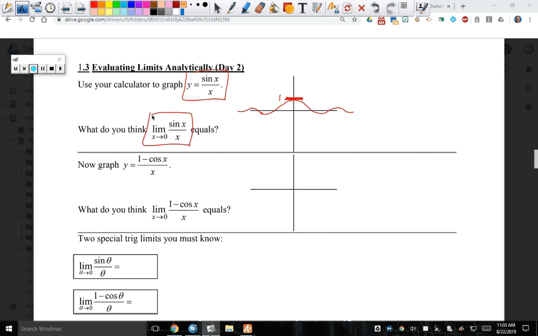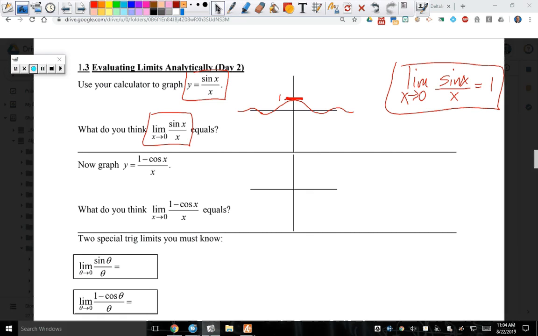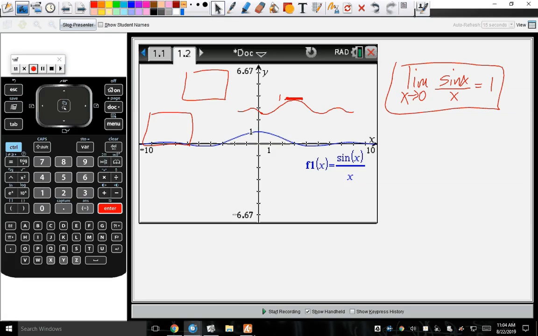What would that answer be? What do you think? If you approach 0 on this graph, what would the limit be? It would be 1. So the first thing that we're going to memorize is that this will be 1. Again, we got that from the graph here. If we approached x equal to 0, which is right here, the limit would equal 1.